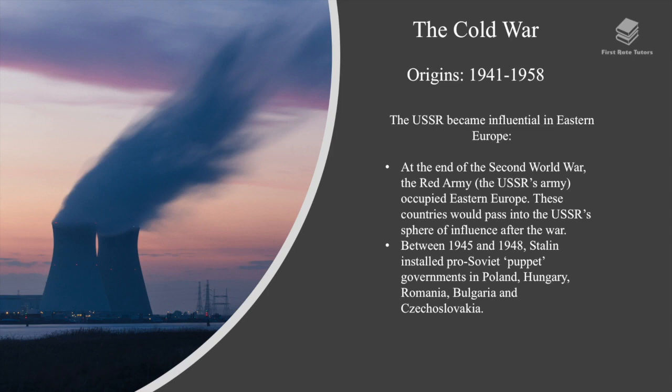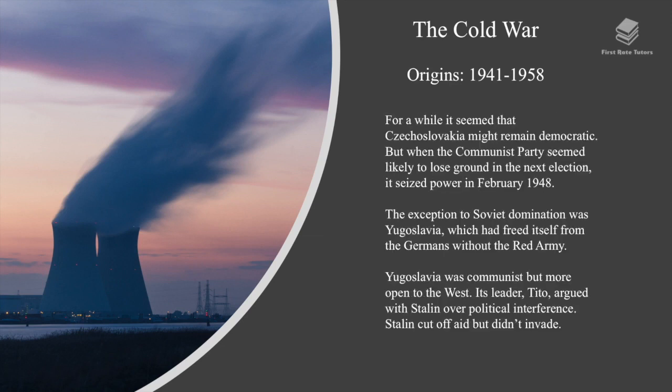The USSR became influential in Eastern Europe. At the end of the Second World War, the Red Army occupied Eastern Europe. These countries would pass into the USSR's sphere of influence after the war. Between 1945 and 48, Stalin installed pro-Soviet puppet governments in Poland, Hungary, Romania, Bulgaria, and Czechoslovakia. For a while it seemed that Czechoslovakia might remain democratic, but when the Communist Party seemed likely to lose ground in the next election, it seized power in February 1948.